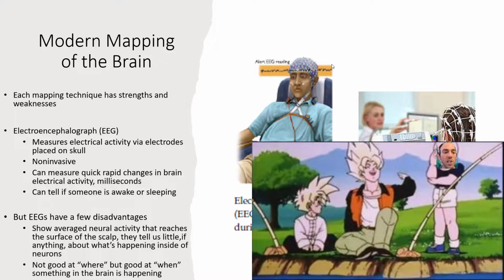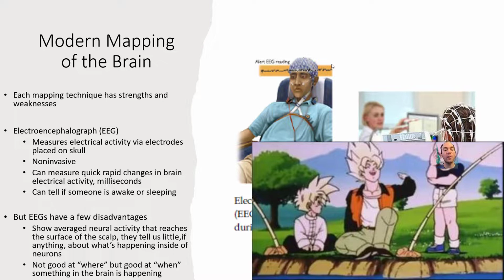Looking at EEG, it measures electrical activity via electrodes placed on the skull. It's non-invasive. It can measure quick, rapid changes in brain electricity, those action potentials, in milliseconds. It can also tell if someone is awake or asleep. We'll talk about why in later chapters. EEGs do have some disadvantages, as they show an average of neural activity that reaches the surface of the skull.